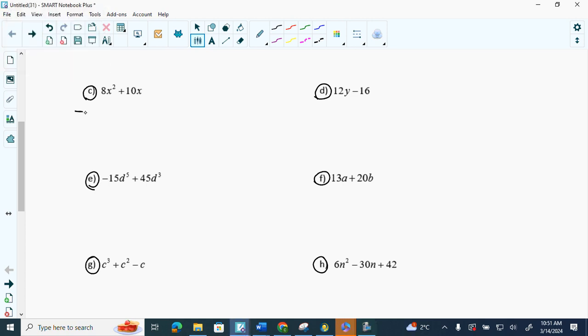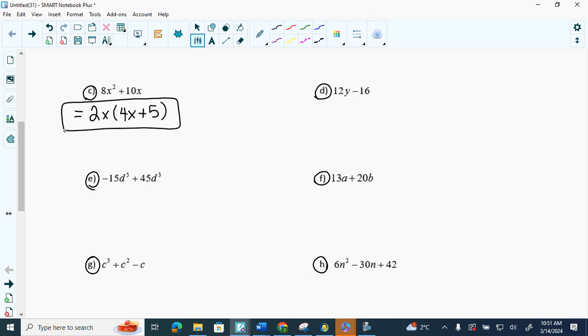What can we take out of this one? A 2 and an x. So 8 divided by 2 is 4. X squared, take out an x. I'm left with an x plus 10 divided by 2 is 5. X, take out an x. Gonzo Alfonso, box it. Be loud and proud that you got the answer.